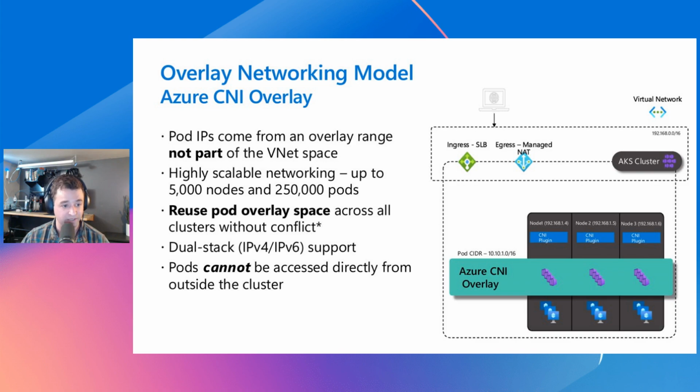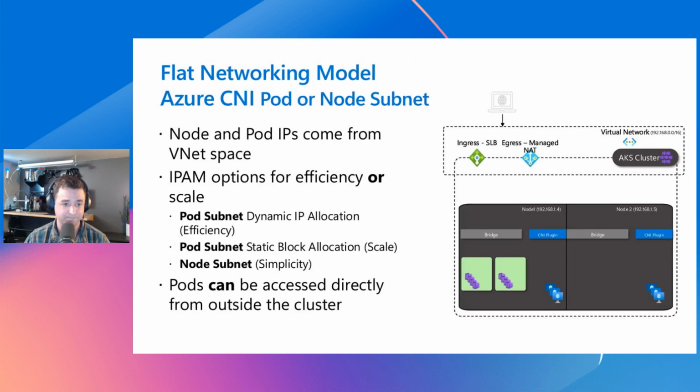You can reuse the same space across all of your clusters. Traffic leaving your pod clusters is going to be SNATed to your node IP, and that's how we can reuse that across all the different clusters. Azure CNI Overlay also has dual stack compatibility, which is IPv6 or IPv4. Pods cannot be accessed directly from outside the cluster, so that's the caveat here. If you need direct pod IP access, Azure CNI Overlay might not work for you.